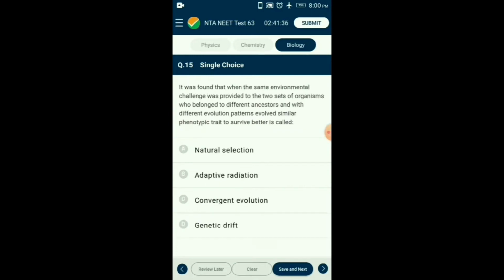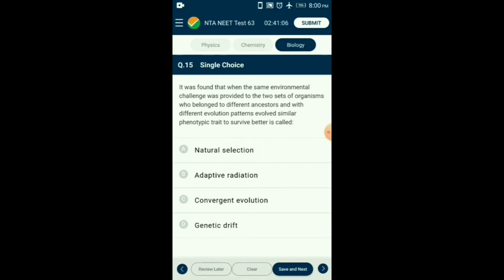Question number 15. It was found that when the same environmental challenge was provided to two sets of organisms which belong to different ancestors and with different evolutionary partners, they evolved similar phenotypic traits to survive better. This is called.